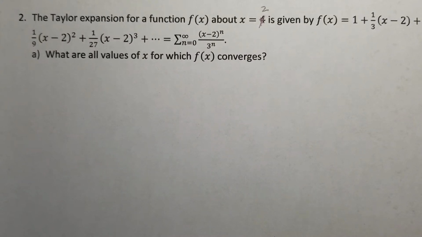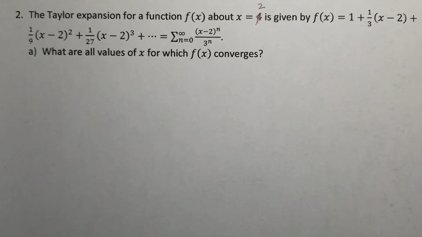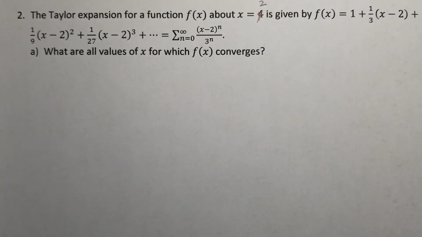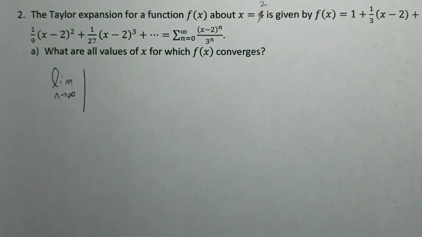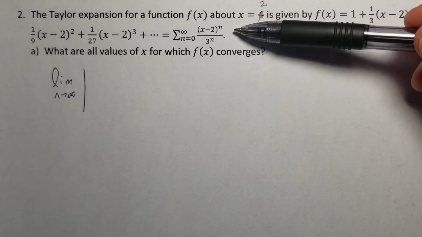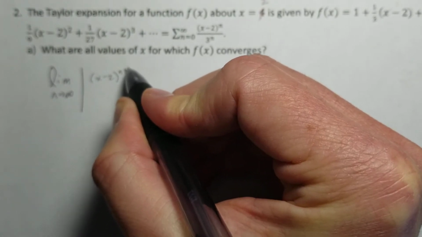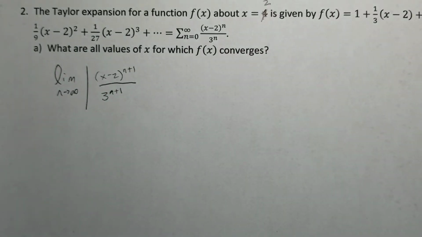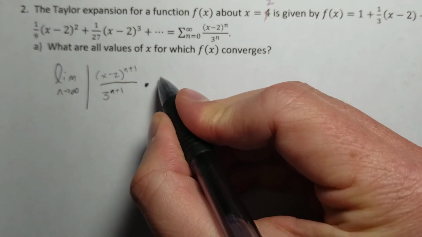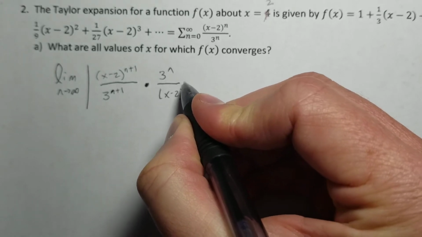So to be able to test where this one converges, we're going to take a look at our nth term here, and we're going to use our ratio test to help us do that. So our ratio test is the limit as n goes to infinity of the absolute value of our n plus 1 term. So I'm going to take x minus 2 to the n plus 1 power all over 3 to the n plus 1 power. Now I'm going to divide by the nth term, but instead I'm going to multiply by the reciprocal. So it'll be times 3 to the n over x minus 2 to the n power.